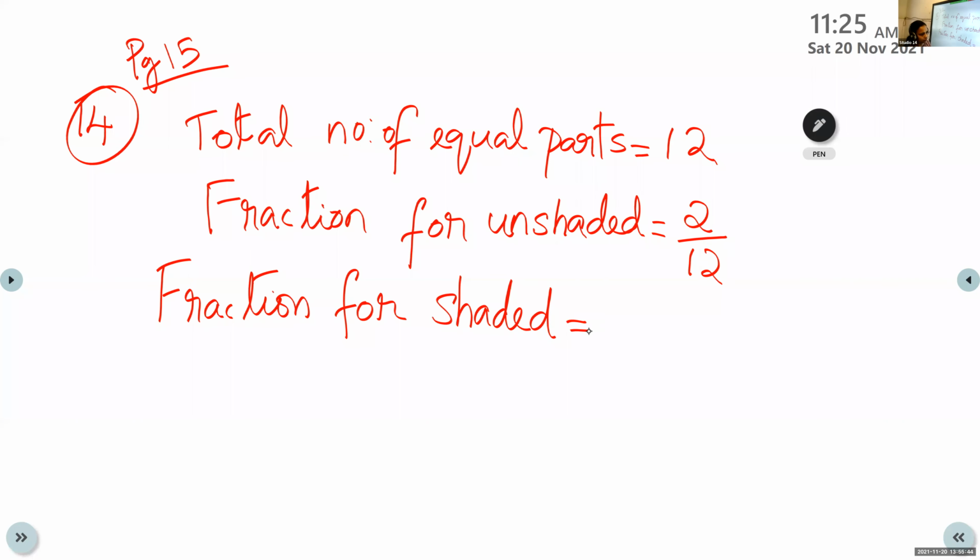Total? 12. So the total, the whole, means 12 by 12. That is the full. From the whole, we have to subtract the unshaded. Unshaded is given as 2 by 12. So when you subtract the unshaded from the whole, you will get the shaded parts. That is the fraction for shaded. Find out the answer and tell me.